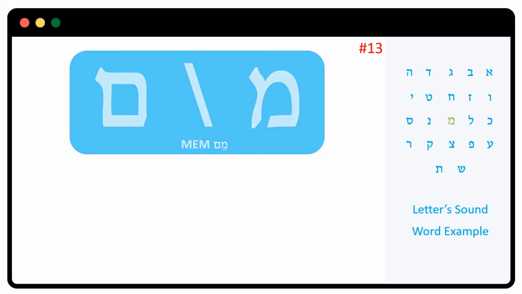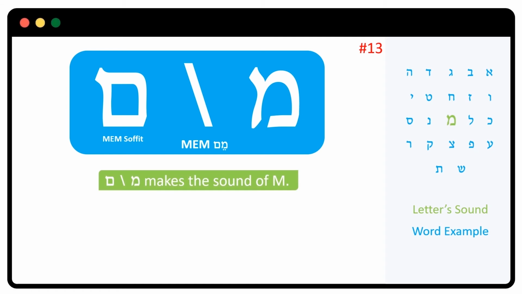Letter number 13. Mem. The letter Mem comes in two forms. This form of the letter Mem is used at the beginning or in the middle of a word. And this form of the letter Mem is used only at the end of a word, and it's called Mem Sufit. The letter Mem makes the sound of M, like in the following word example. Mayim. The word mayim contains both forms of the letter Mem. Mayim. Mayim means water.